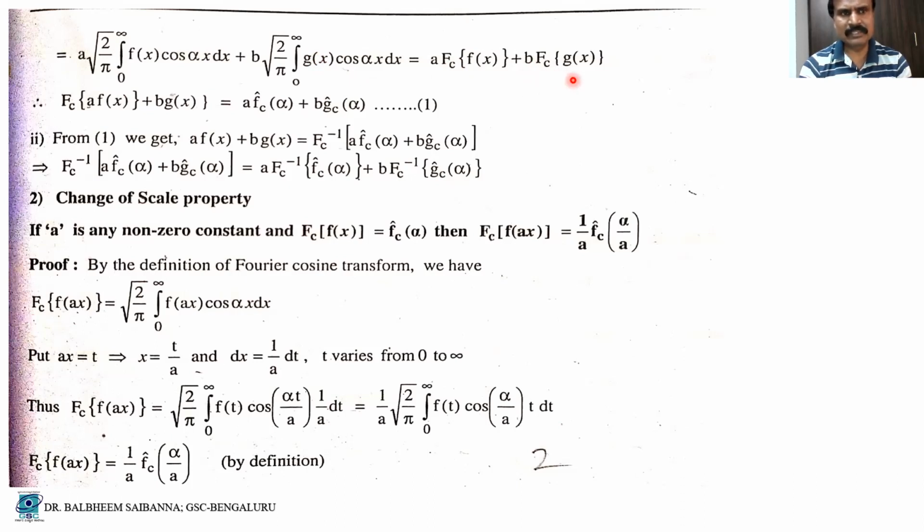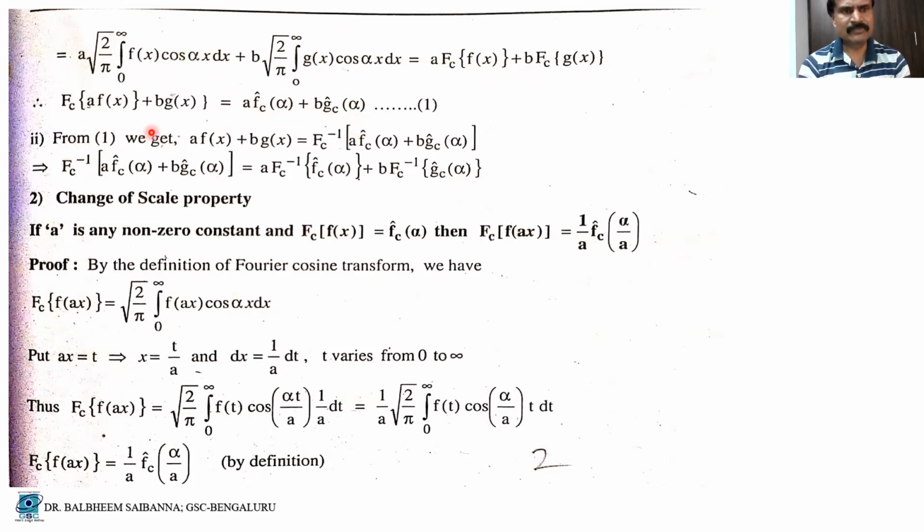I once again repeat it. How do we write this integral? By using the definition of the Fourier cosine transform, this total is fc of f of x and this total is fc of g of x. Therefore, the left hand side as on the previous slide, fc of a f of x plus b g of x equals a, as it is, times fc of f of x, written in terms of fc cap alpha, plus b as it is times gc cap alpha. This is the proof of the first one.